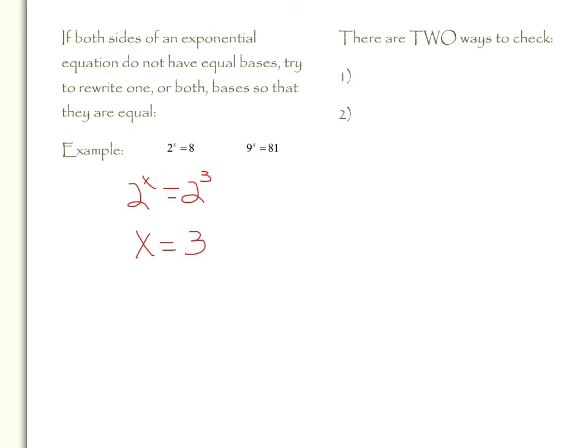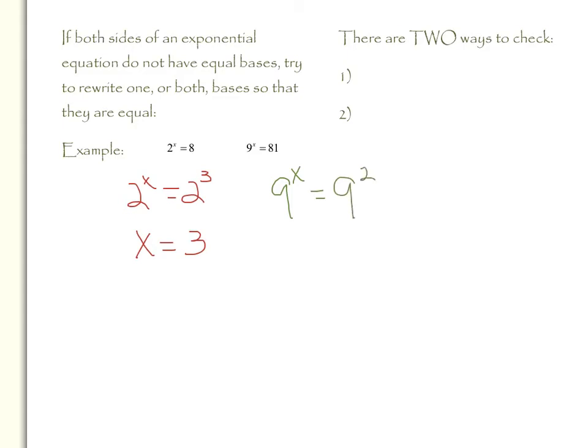Now let's try the second example. 9 to the x power equals 81. Well, 9 and 81 are two bases that aren't the same. So is it possible to rewrite 81 using the base of 9? Well, 9 squared is 81. So I could rewrite this as 9 to the x power equals 9 to the 2nd power.